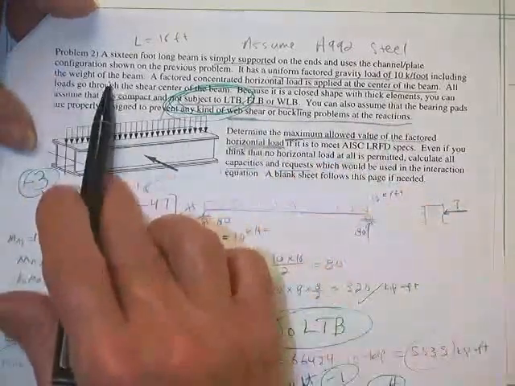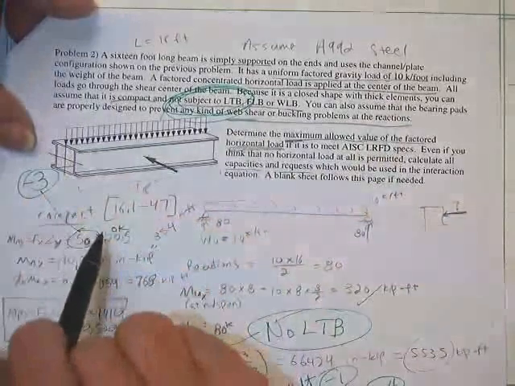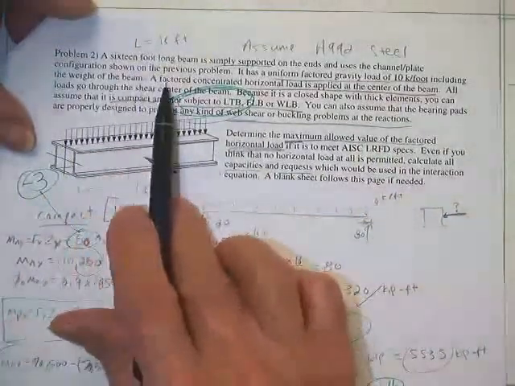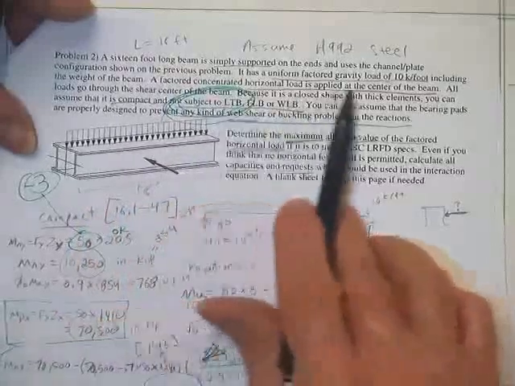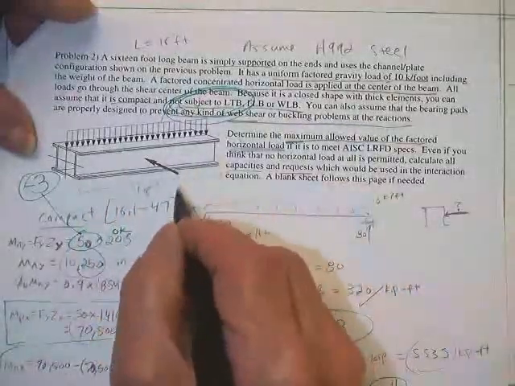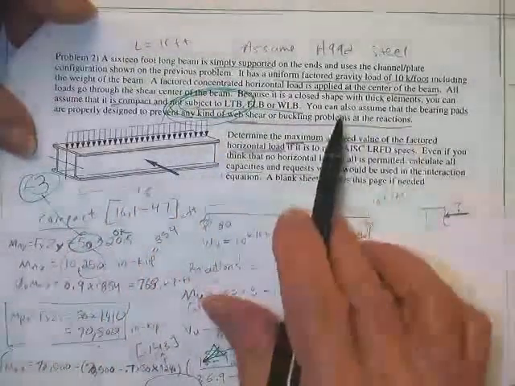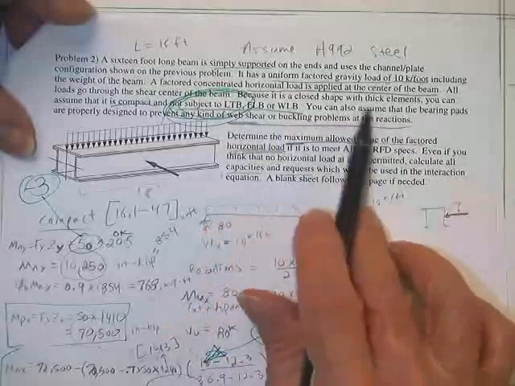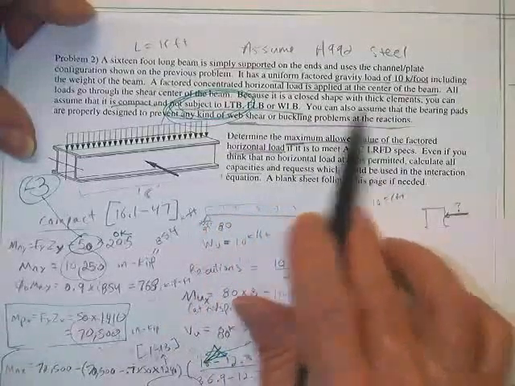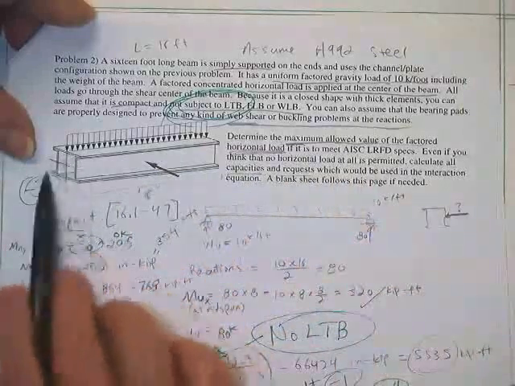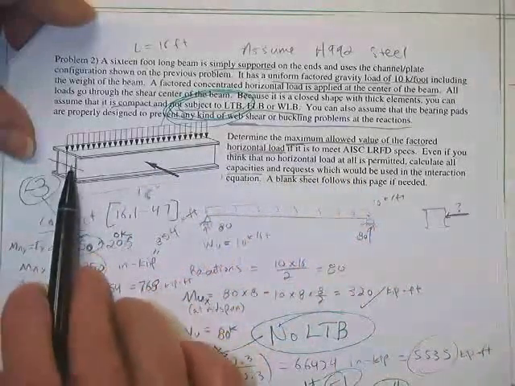It also includes the weight of the beam. I was going to have you compute the weight of the beam, but didn't do it. It's a factored concentrated horizontal load applied at the center of the beam. Call it Q or whatever you like. Then, because it's a closed shape with thick elements, I really didn't have to tell you why, but that is why. It's got tremendous torsional resistance because it's closed like a tube.